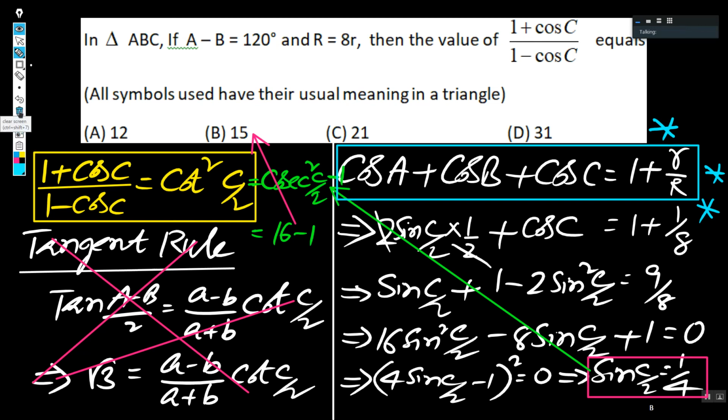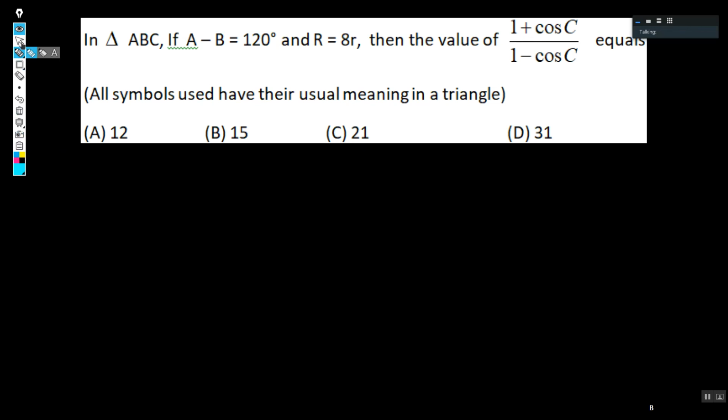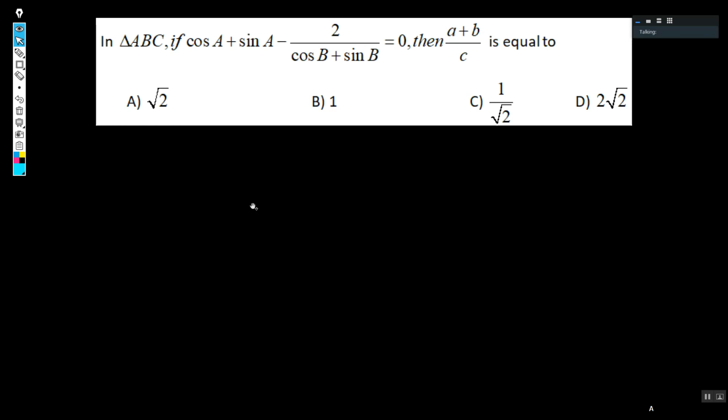Next. Cos A plus sin A minus 2, divided by cos B plus sin B, is equal to 0. Then (a plus b) by c means it's Mollweide's rule. Think of it, please. Let us write this in this form: cos A plus sin A.